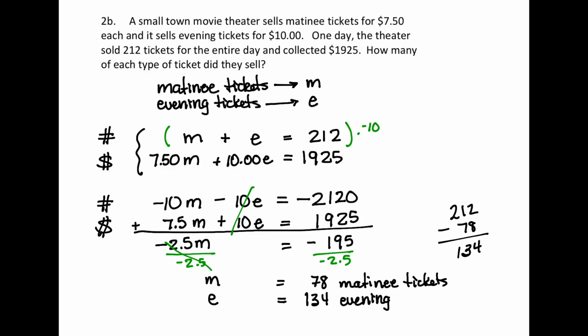So I like to use letters that represent what I'm trying to find so that when I'm done, I don't have to think too much. If I had used X and Y, I'd really have to look back here and see which one was which. But if I put it as M and E, matinee, evening, this is easy, right?